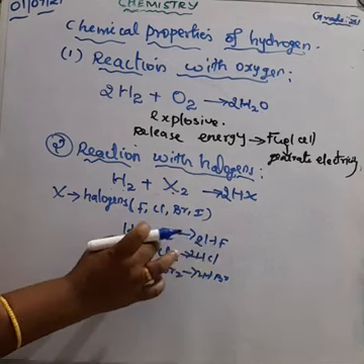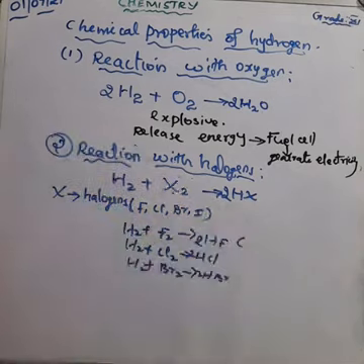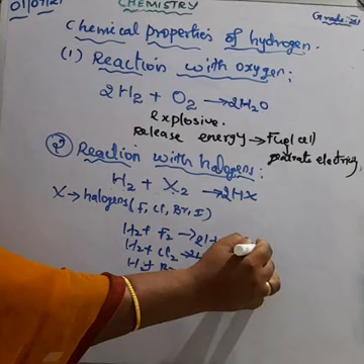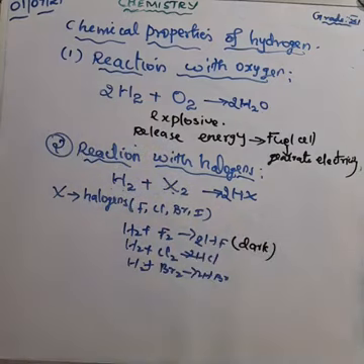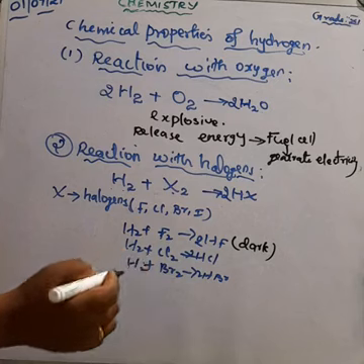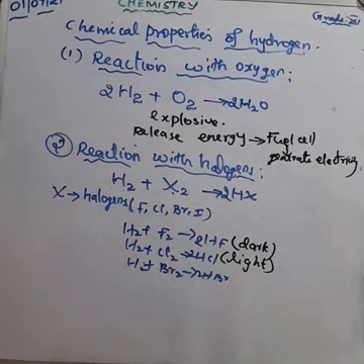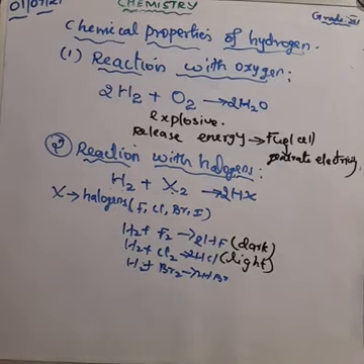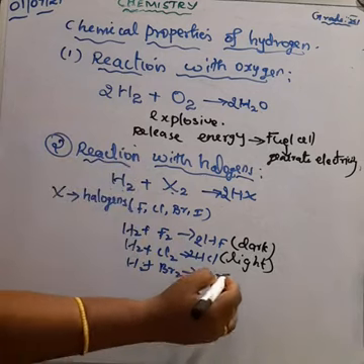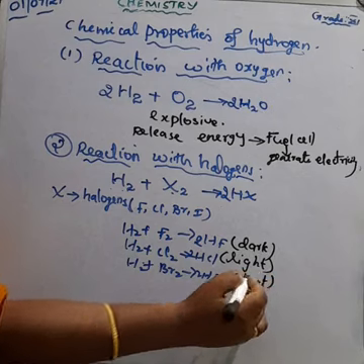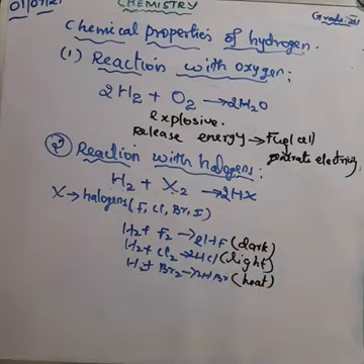When hydrogen combines with fluorine, the reaction takes place even in the dark. But hydrogen with chlorine, this reaction takes place under light. When hydrogen combines with bromine, the reaction takes place on heating. But iodine, when hydrogen combines with iodine, it is a photochemical reaction.